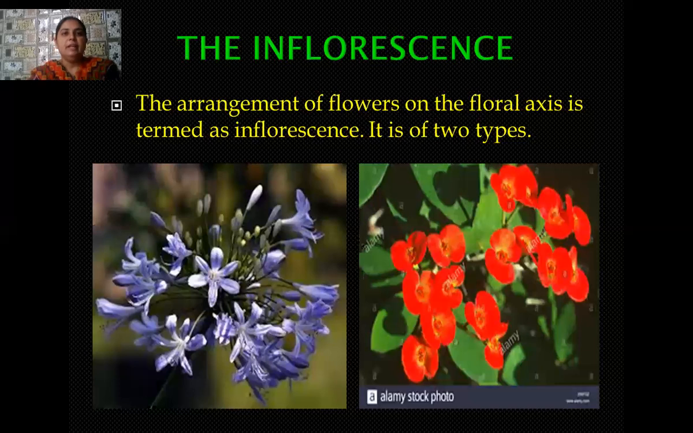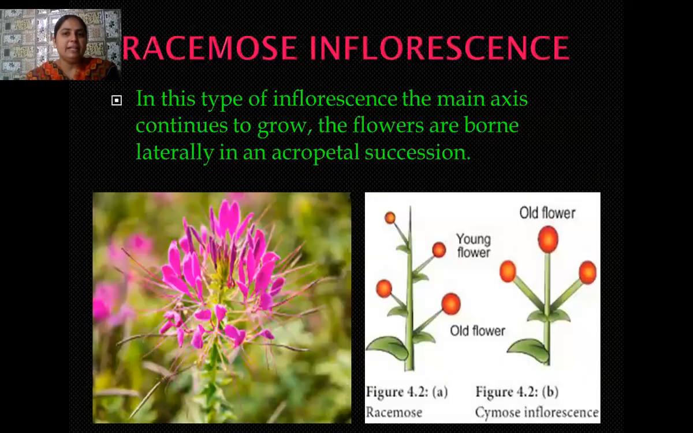Okay, students? If you want to define the term inflorescence, then inflorescence means the arrangement of the flowers on the floral axis. That means how these flowers are arranged on the floral axis. This is known as inflorescence. So according to the arrangement of the flowers on this floral axis, we have divided the inflorescence into two categories.